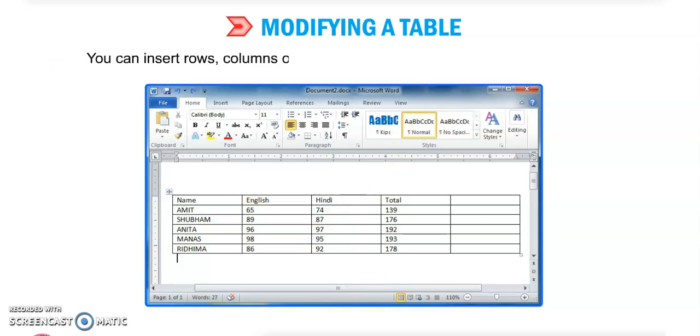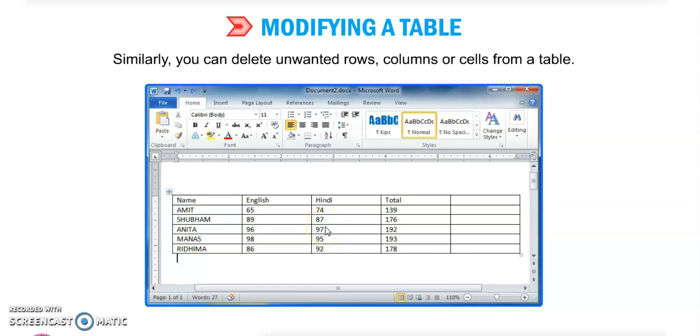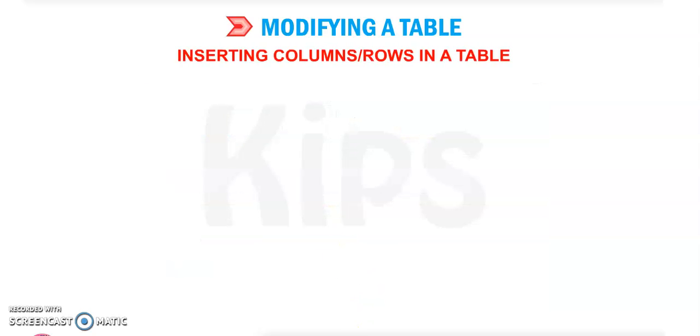You can insert rows, columns and cells in a table to accommodate new content. Similarly, you can delete unwanted rows, columns or cells from a table. If you want to delete any column or any cell, you can delete. First, how can we insert columns and rows in between?